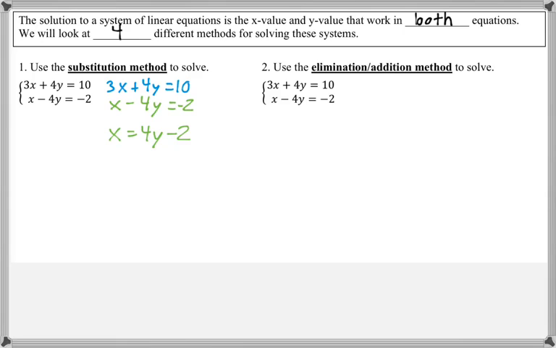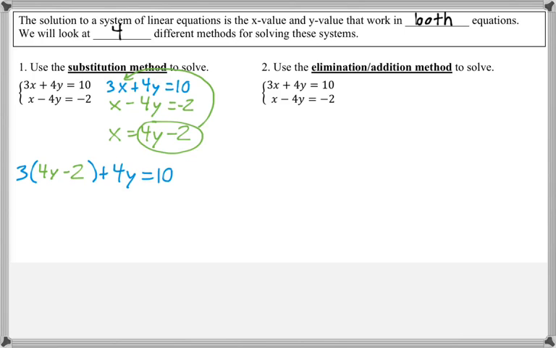My next step is to substitute this into the other equation. So that's really where it gets the name substitution method. So I'm going to have my top equation with the other equation plugged in.